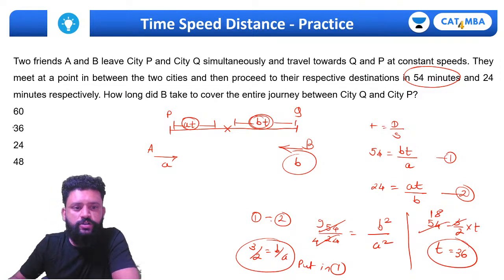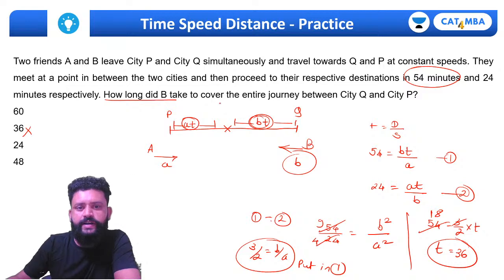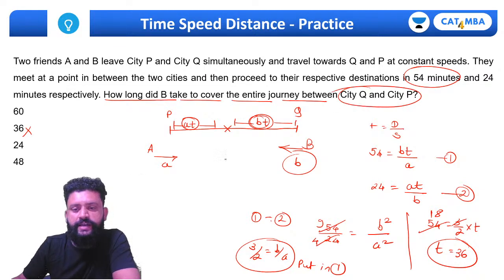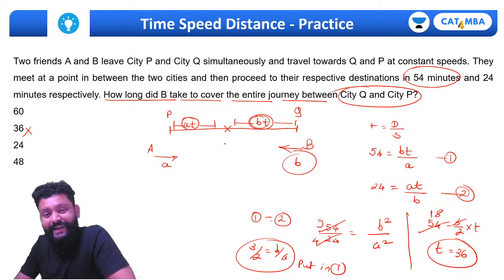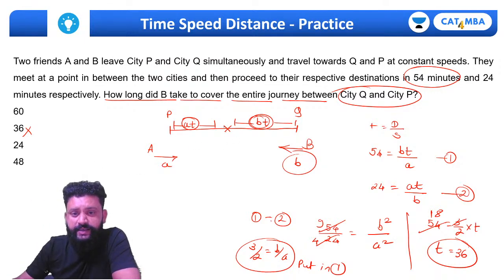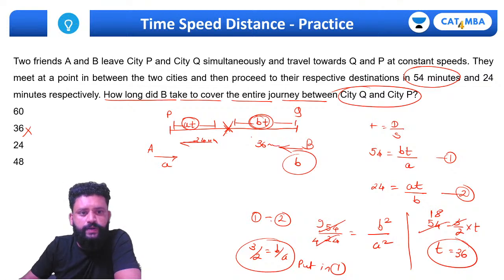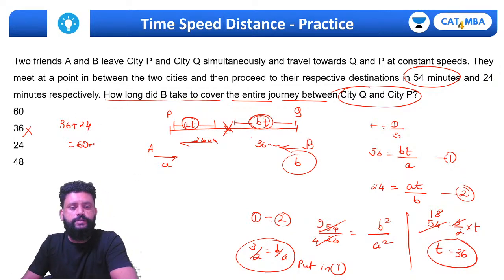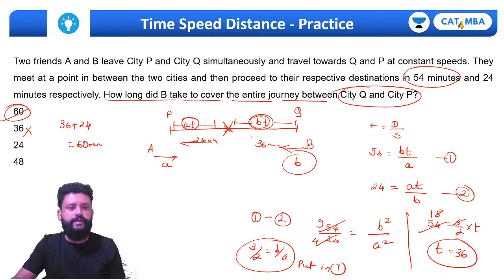So now answer is not 36 because how long did B take to cover the entire journey between P and Q? B को entire journey के लिए कितना लगेगा? After they meet B requires 24 minutes and to meet requires 36. So 36 plus 24 has to be 60 minutes. That's answer option A.